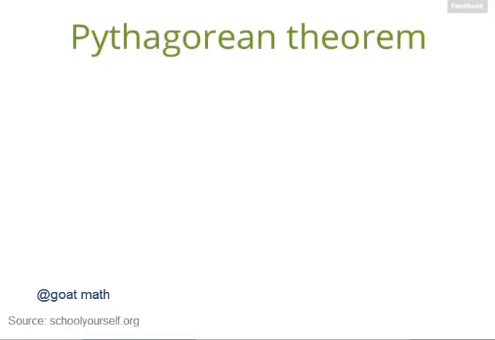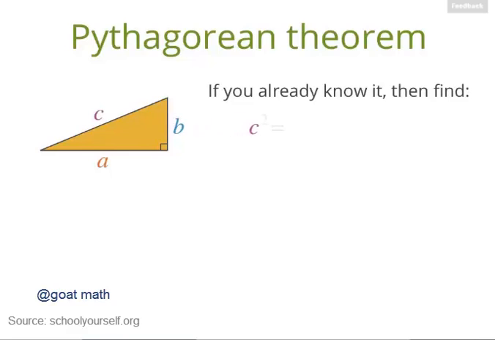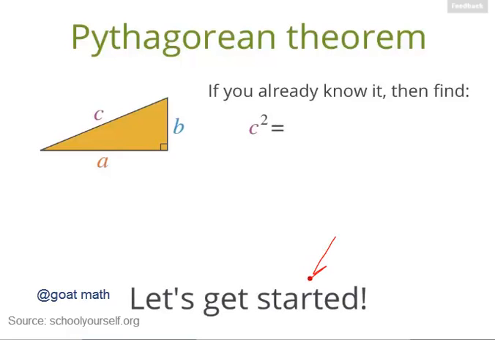Okay, let's look at what's called the Pythagorean Theorem, which tells you how the lengths of a right triangle's three sides are related. And by right triangle, we mean a triangle with a right, or 90-degree, angle. Suppose this right triangle has side lengths A, B, and C. If you already know the Pythagorean theorem, then what's c squared in terms of A and B? If you're not sure, then click down here and we'll figure it out together.